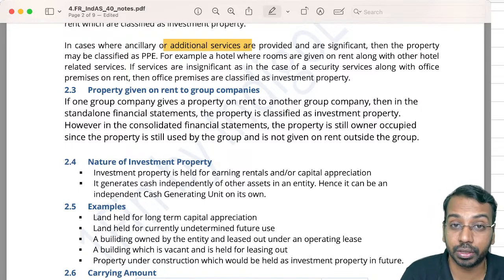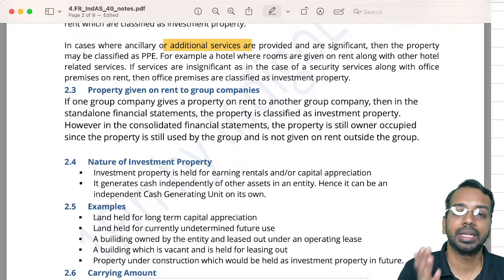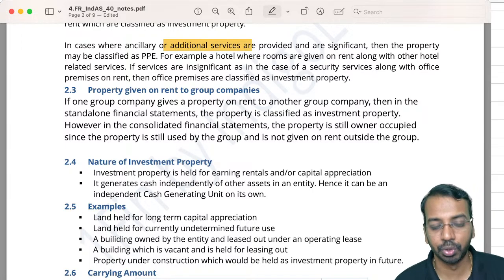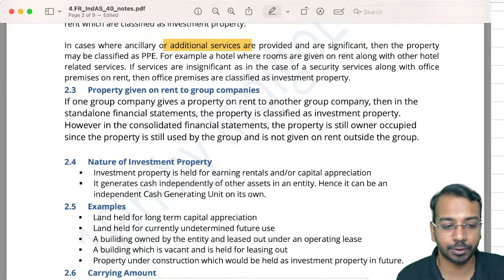But something like a hotel which has restaurant, bar, gymnasium, pool, and all of that, in that case, we will say it is not an investment property. And also, the hotel is being used for business, and hence in that case it would not be your investment property.